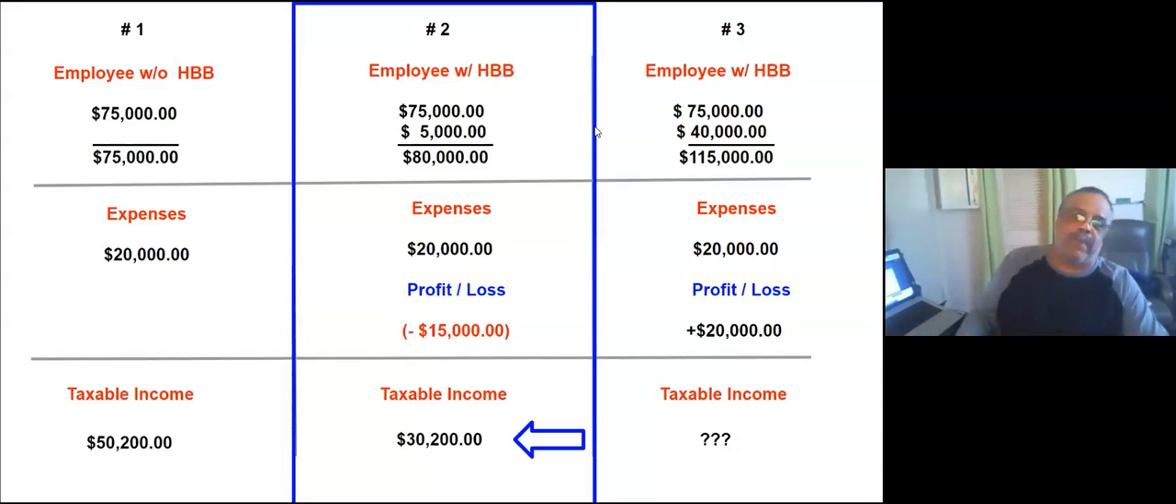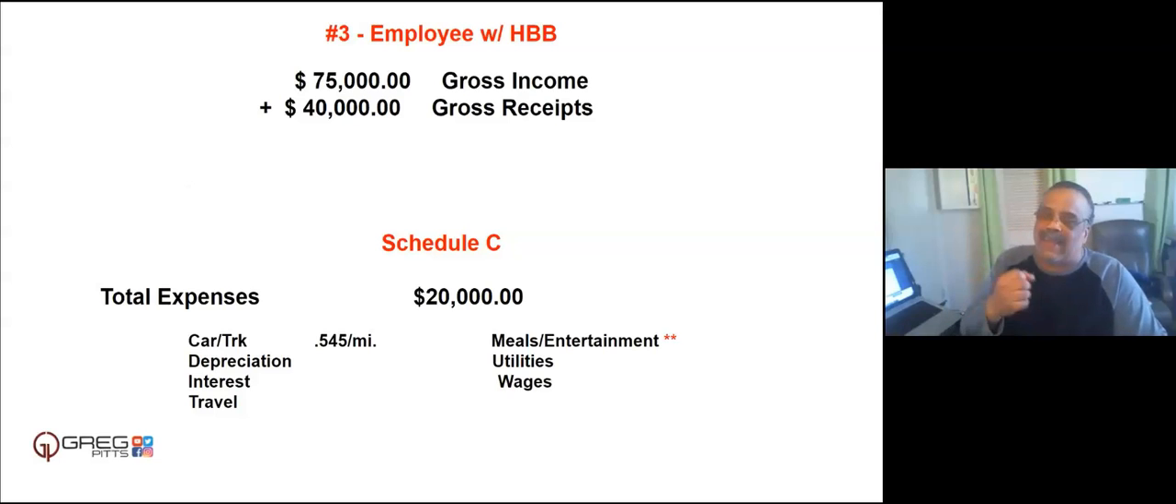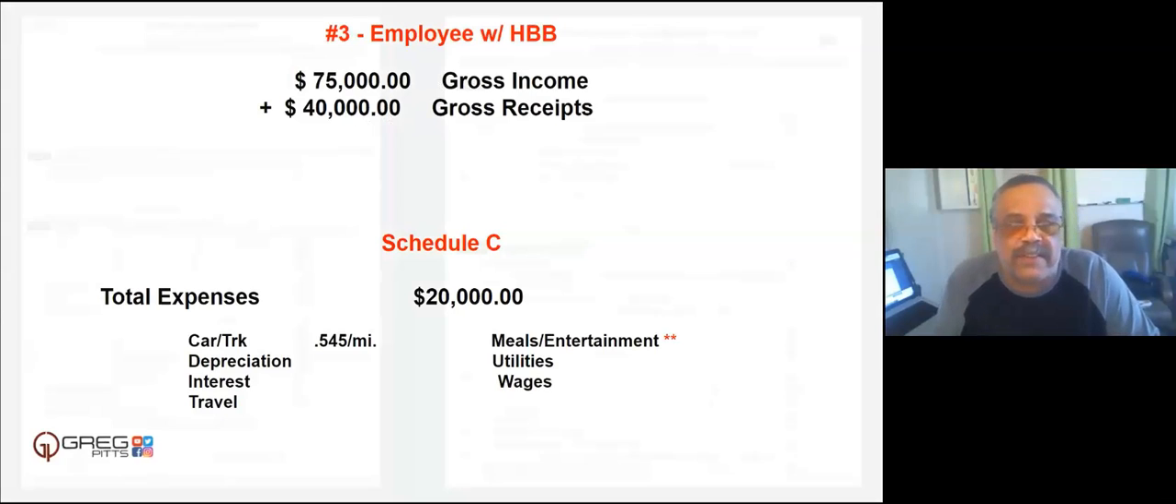But if you don't own a business, you can't get that. And this is somebody that started a business and they made only $5,000 and they're showing a $15,000 loss. So now what happens if that person makes $40,000 in their business? It's crazy what you can do when you have a Schedule C. Same $20,000 expenses, same gross income from their job, except they made $40,000 in their business.